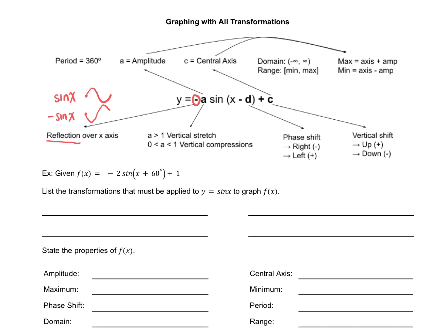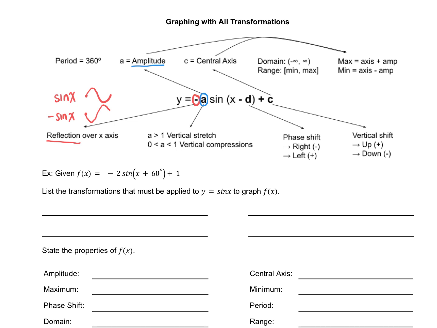Next, looking at the absolute value of a, if the absolute value is greater than 1, then you have a vertical stretch by a factor of that a value. If it's between 0 and 1, you have a vertical compression. And this a value is affecting the amplitude, because the minute you stretch or compress, that distance to the midline is going to get bigger or smaller.